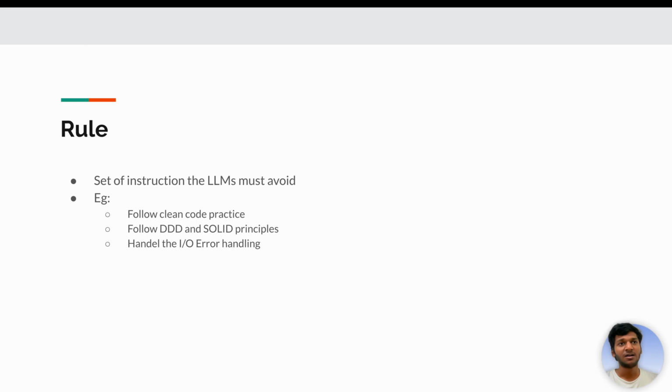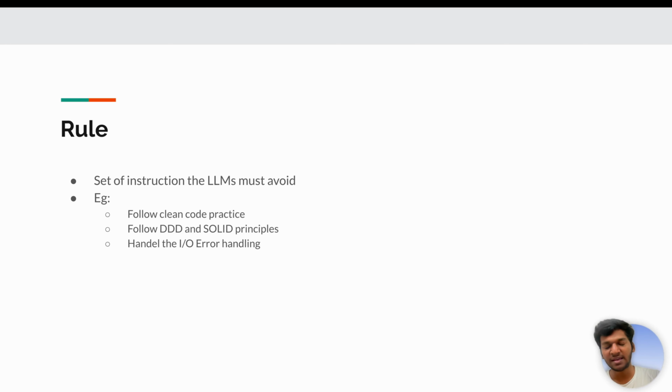For that sake, we must always provide an LLM more than what it should do. We must provide what it shouldn't do, so that it could easily figure out the things we should not do, so that we will be getting the desired output. So rules are like a set of instructions which need to be avoided, and we can also include which path it should follow.